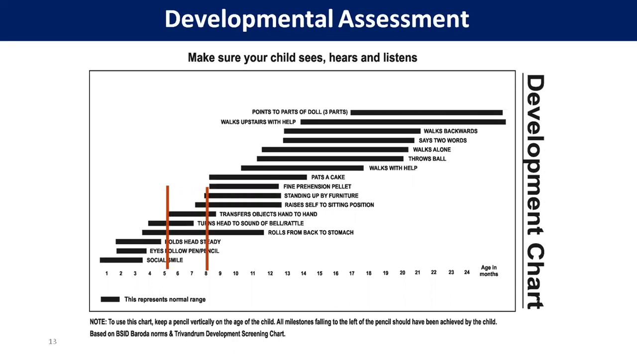But rolls from back to stomach, turns head to the sound of a bell or rattle, that should be achieved, but it may be partially achieved because the whole bar has a big range of achievement. So this bar shows the range of achievement, the start of the bar is the starting, and the last end of the bar is the time period. All children are different in their own aspect, so they may have a different range of achievement, but that range should be within the normal stipulated time. But if you have any confusion, you just refer to the pediatrician.